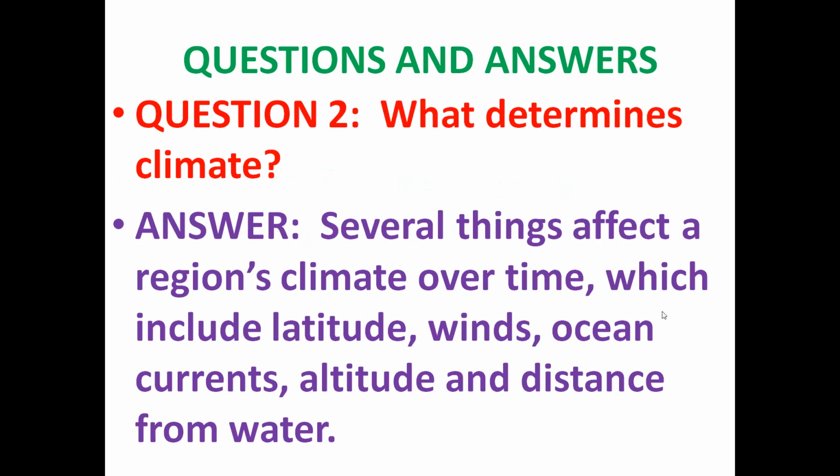So the question number 2, what determines climate? The answer for this is several things affect a region's climate over time, which include latitude, winds, ocean currents, altitude, and distance from water. So we have covered all these things in our earlier sessions.